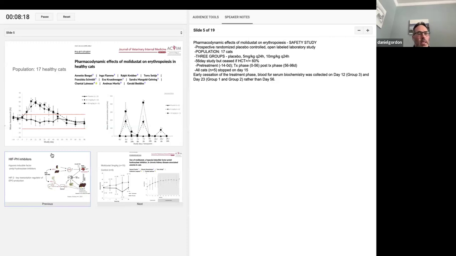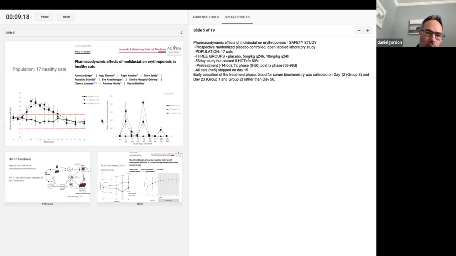You can see that there was a significant jump in hematocrit in these healthy cats, in both the 5 mg per kg group and the 10 mg per kg group. There was early cessation of the treatment phase at day 12 in group 3 and day 23 in groups 1 and 2, rather than going out to the 56-day trial.